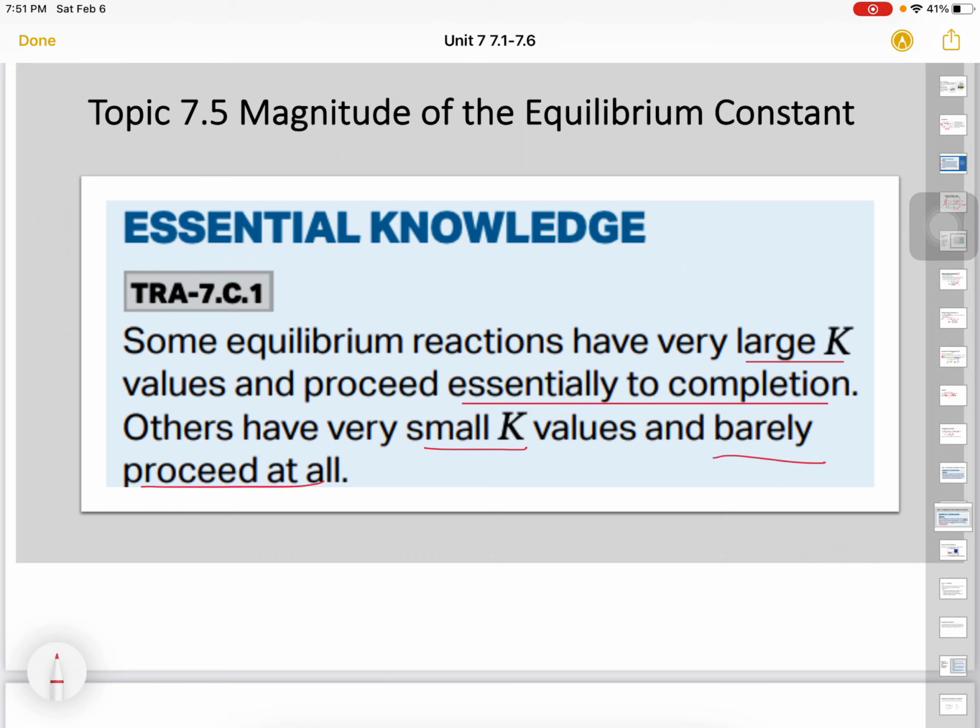So if you think back to the thermo unit, what does it mean in terms of thermodynamic favorability if a reaction moves forward in terms of delta G? What does the sign of delta G have to be if the reaction moves to completion versus what is the sign of delta G if it doesn't occur much at all? And think about how that relates to K, because we will revisit that.